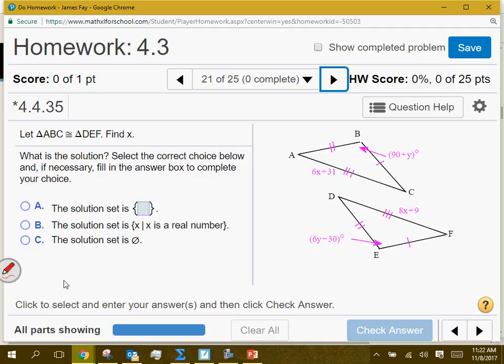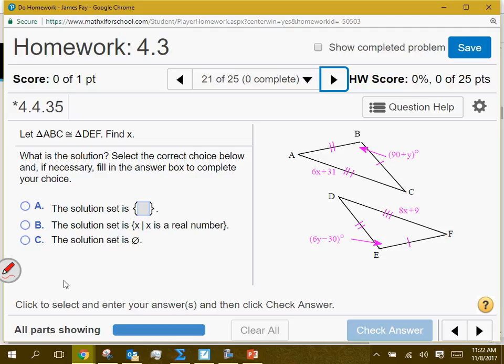So, how are they congruent? And I know it doesn't ask this, but how? Okay, they're congruent by side, side, side. So, if they're congruent by side, side, side, then respective parts, corresponding parts should be congruent, right? So, all they ask me to do here is solve for X, right?